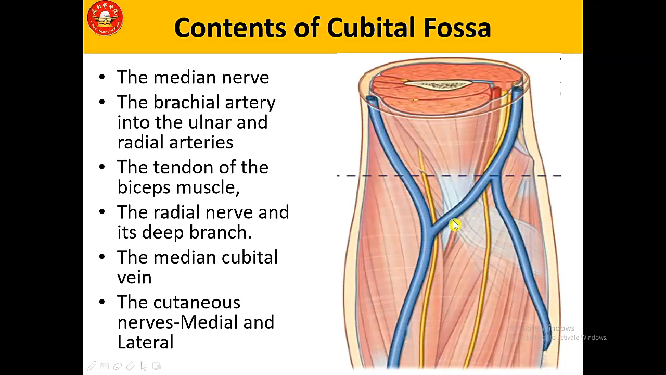Superficially, we have a very important vein, what we call the median cubital vein, which is formed by the cephalic and the basilic veins joining together here at the elbow, and it is very important for withdrawing blood or giving intravenous infusion. We have here the cutaneous nerves, which we name the medial and the lateral cutaneous nerve, and we have the aponeurosis of the biceps. So we have this content in the cubital fossa.